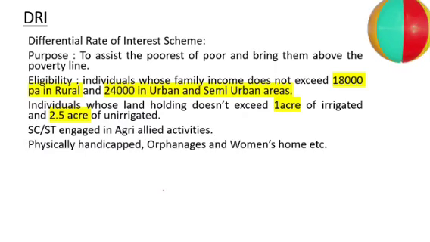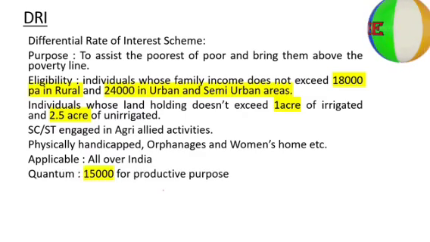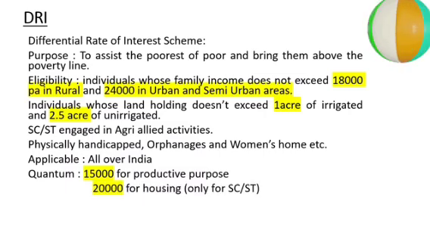SC/ST engaged in agri-allied activity can be given. Physically handicapped, orphans, and women's homes can be given. All over India applicable. Quantum is 15,000 for productive purpose. Loan under DRI is 15,000. For housing, that too only for SC/ST members, 15,000 plus 20,000 can be given for housing purpose. Normally, loan under DRI is 15,000.